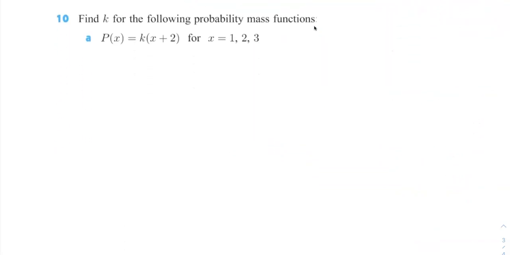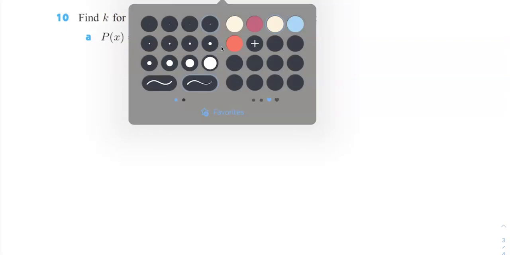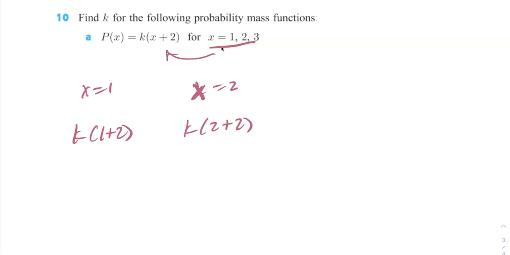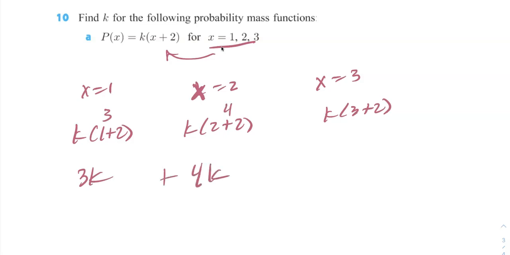Okay, so the real last one here. Find K such that the following is a probability mass. So they want me to find K if this is a probability mass. So all we're going to do here is substitute these guys in. That's all we do here. So I'm going to plug these guys in for X. So when I plug in 1, I get K times 1 plus 2. When I plug in, oh sorry, X equals 2, not K, I get K times 2 plus 2. And then when I substitute in X equals 3, we get K times 3 plus 2. So I'm going to get 3K here. I'm going to get 4K here. And then here I'm going to get 5K.